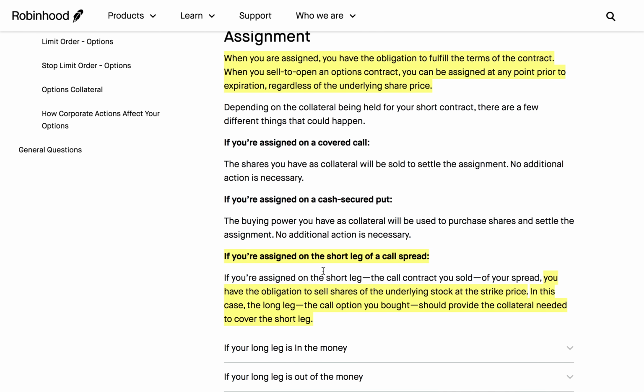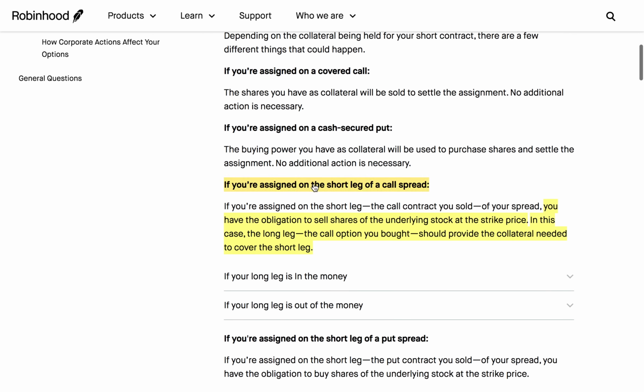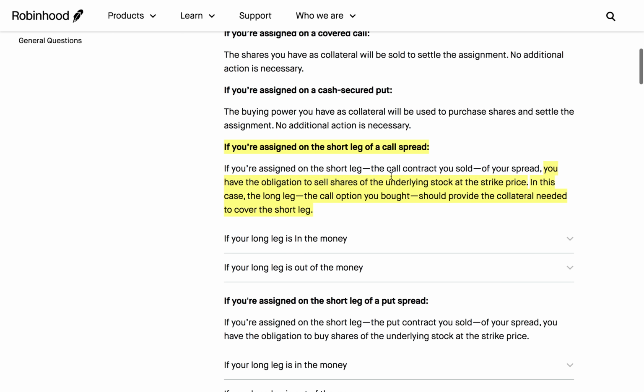Now, there's a couple of different scenarios it talks about, like being assigned on a covered call or a cash secured put. We know what happens in those scenarios. Let's focus on being assigned on the short leg of a call spread. It's kind of the same thing whether it's a call spread or a put spread, so let's just focus on this one. If you're assigned on the short leg of a call spread, you have the obligation to sell shares of the underlying stock at the strike price. In this case, the long leg, the call option you bought, should provide the collateral needed to cover the short leg. So they kind of cancel each other out.